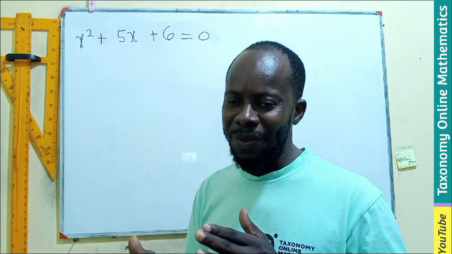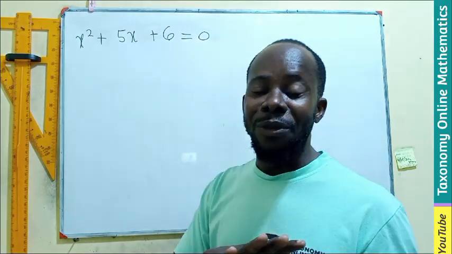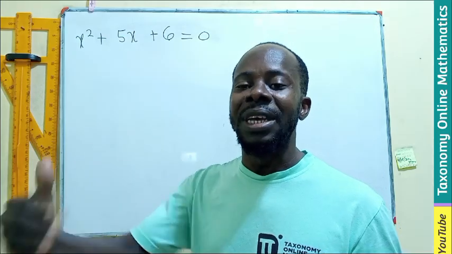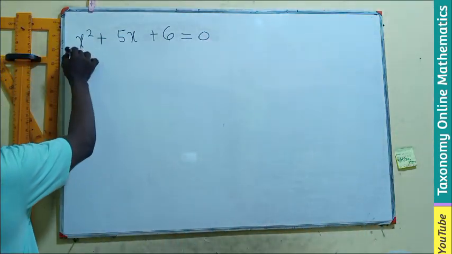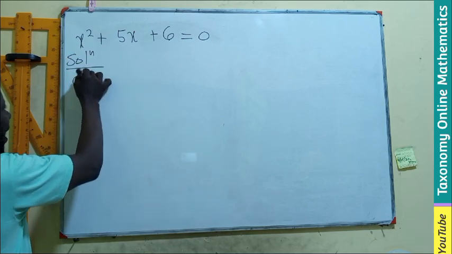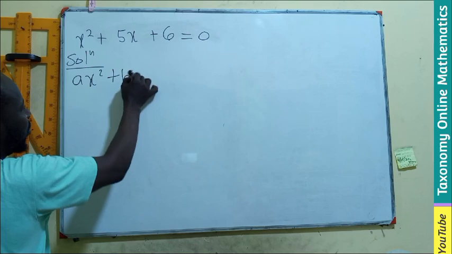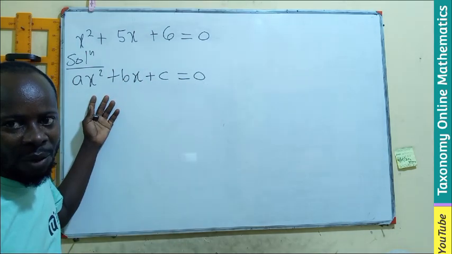PQ formula. The PQ formula is not different from what we are using as completing the square. So let's say we have a quadratic equation in the form ax squared plus bx plus c equals 0. This is what we are aware of.